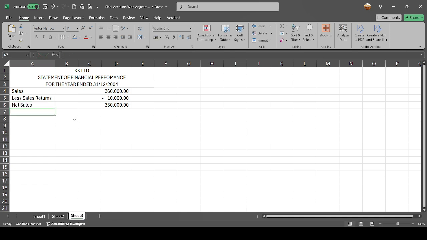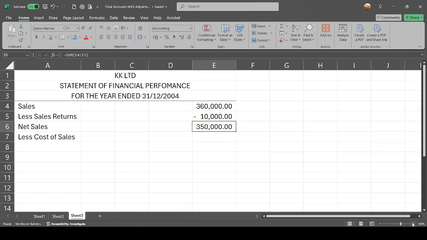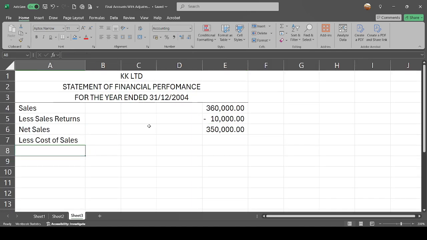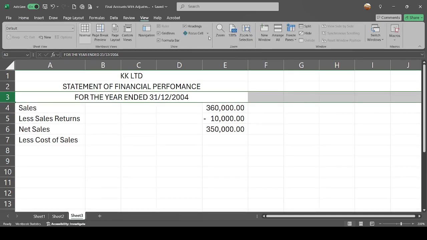This figure for net sales, we now subtract less cost of sales. When you subtract your cost of sales, you end up with a gross profit. Let me move this slightly, and make it a bit bigger so that we can follow. So we are saying this is less cost of sales.